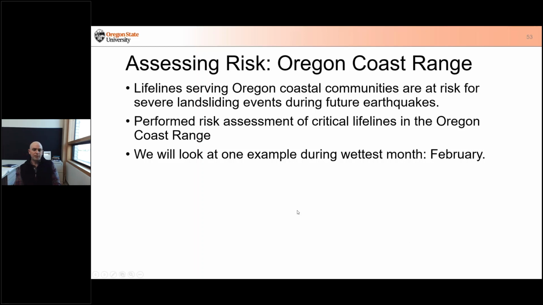So we can use this data. Eventually what we did use it for was to look at the impact on lifelines as a planning level tool. That's what it's meant for. It's not meant to be perfect, but planning level. And looking at lifelines that serve Oregon coastal communities. We don't have a lot of highways that get between the Coast Range and the populated Willamette Valley here in Oregon. So those roads are very important, both following an earthquake and after a big rain event. And we performed some simple risk assessments for those lifelines in terms of dollars and time. And we'll just look at one quick example and keep moving on.